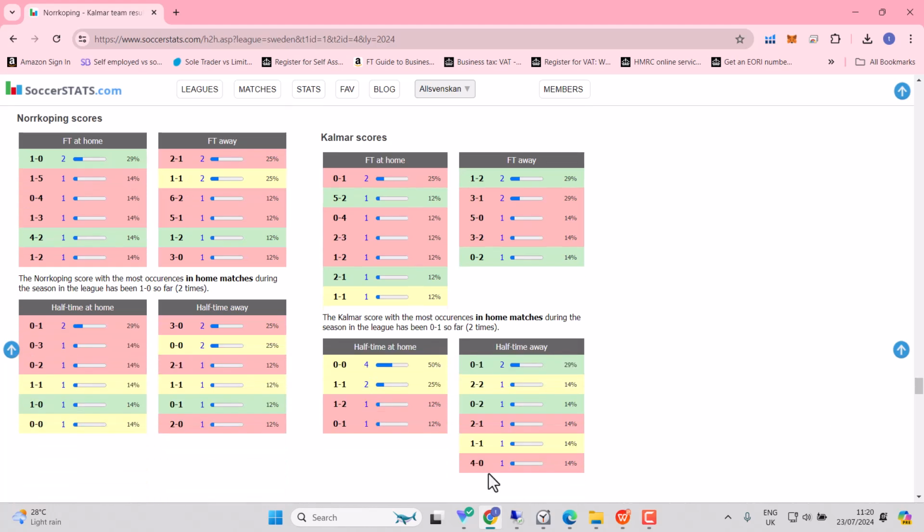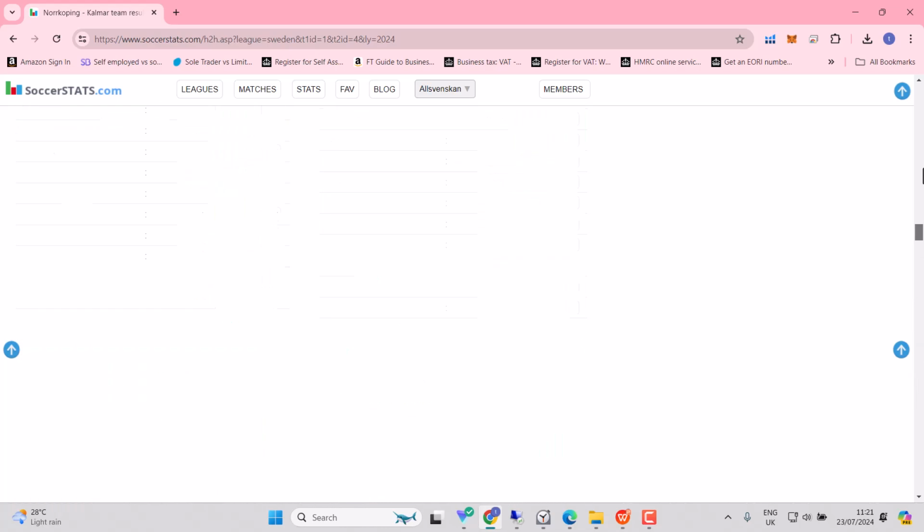The scores, I like to look at the half-time scores as well, because it can give you an indicator of whether you should look for a goal before half-time. How would I use this information? Well, if it's 0-0 after 10 or 15 minutes, you might want to start considering laying the draw in a half-time market. Only 1-0 at half-time at home. These are the key stats.